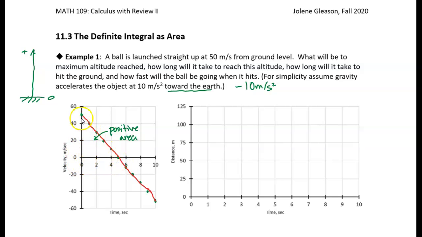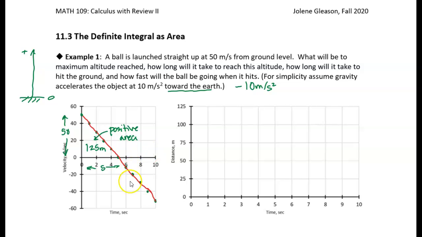This is just a triangle. This is a triangle that's 50 units high and 5 seconds wide. And so 1/2 base times height gives us 125 meters. So we've answered the first question. What is the maximum altitude it reaches? 125 meters. Okay. How long did it take to get to that point? It took 5 seconds.